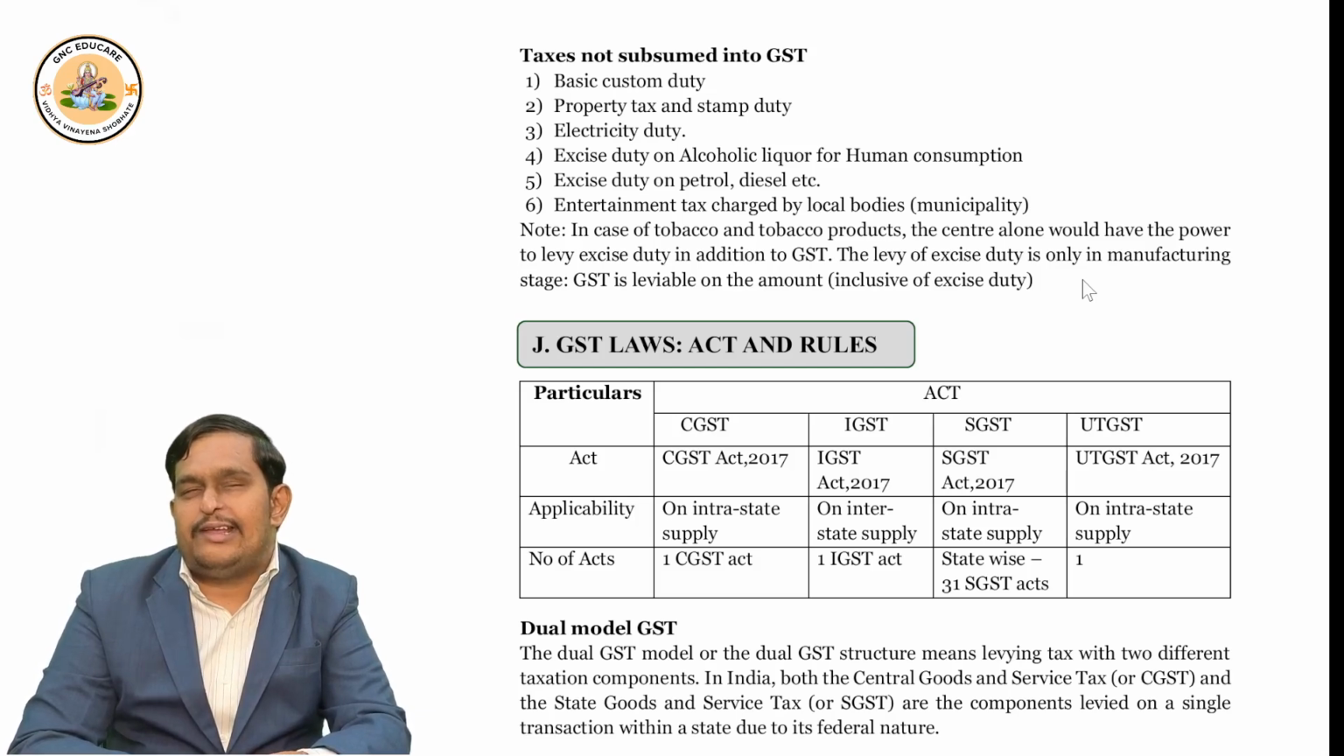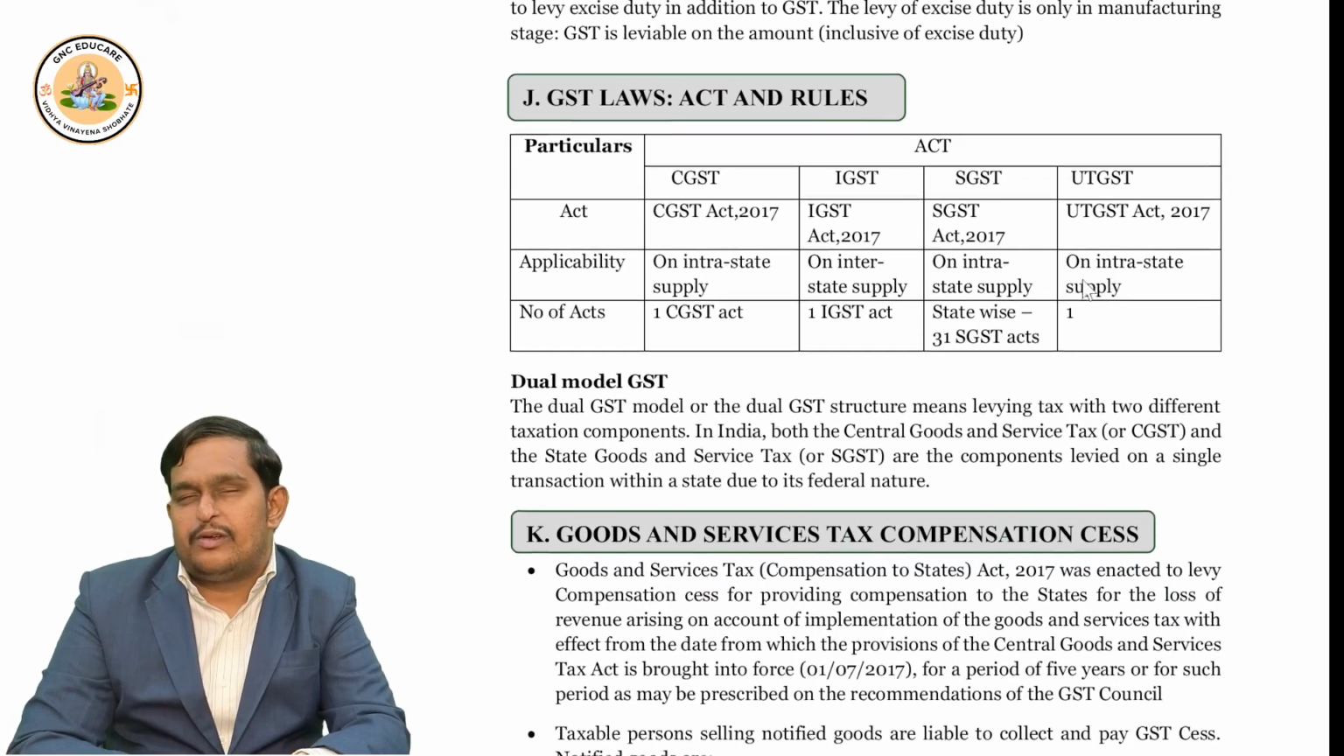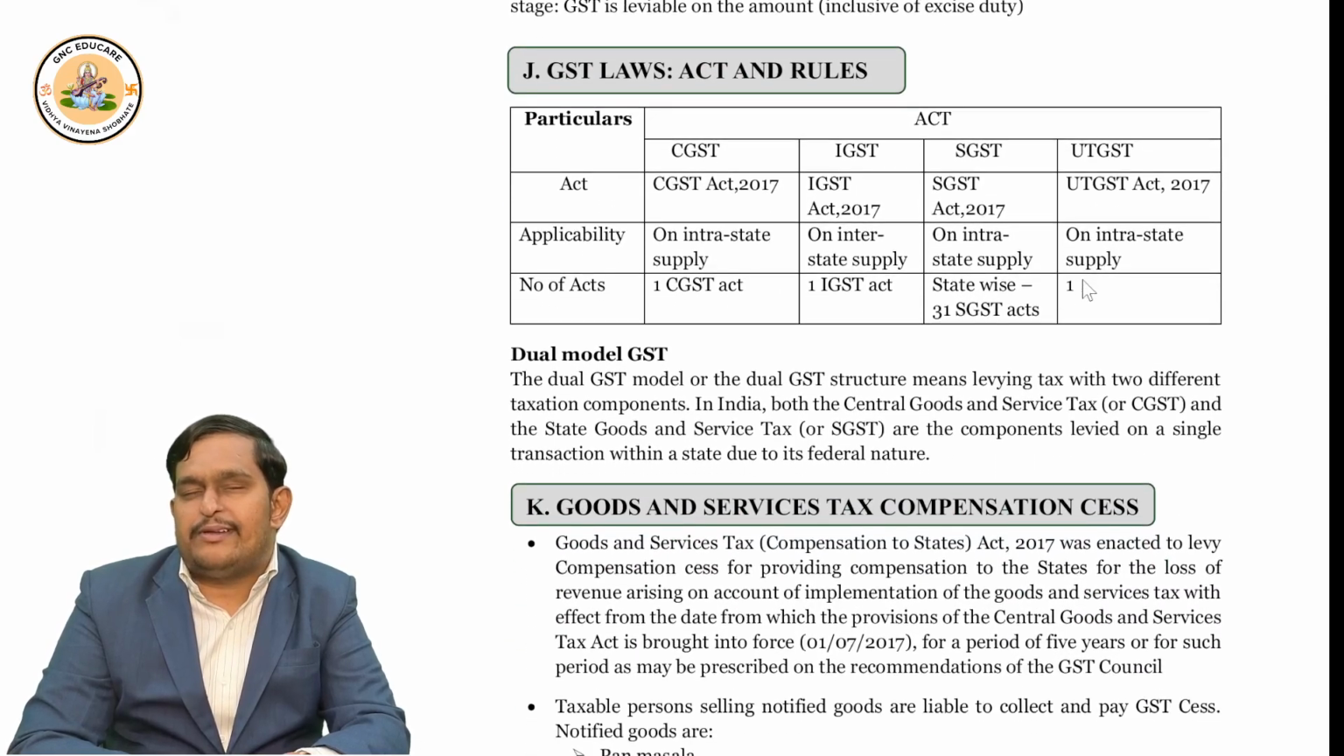Whereas union territories are directly ruled by the central government. So that's why for UTGST, there is a single law only. You would have heard of Dadra and Nagar Haveli, Daman and Diu, Andaman and Nicobar Islands, Lakshadweep. So these are union territories. And there is a single law for all union territories, the UTGST Act 2017.